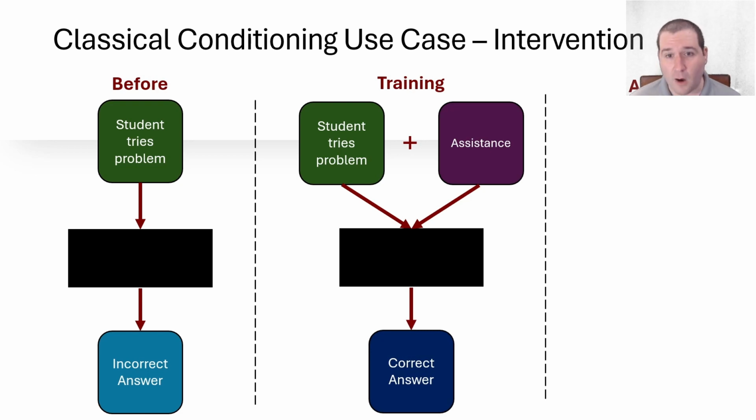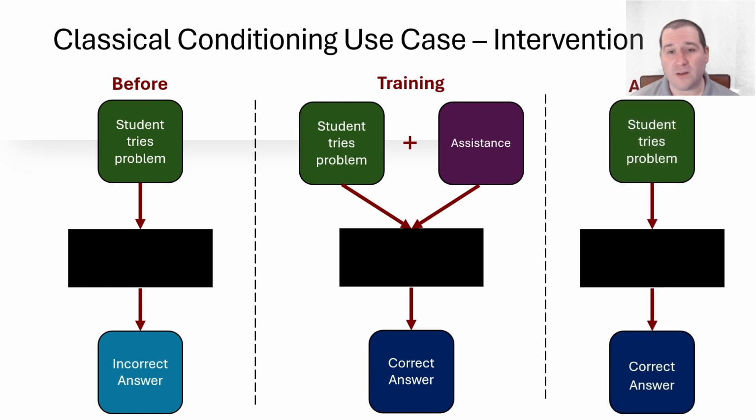And once again, the goal is to gradually wean ourselves off of that additional stimulus to where we can do it without the assistance. So really simple idea here: give them help, let them practice, take away the help, and hopefully it sticks. Well, that's just classical conditioning.